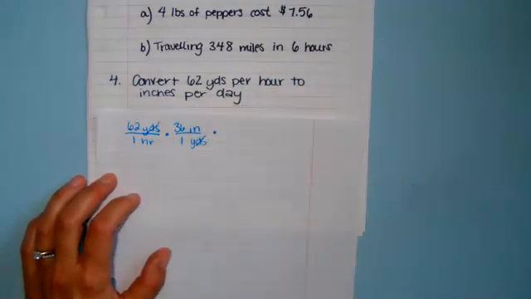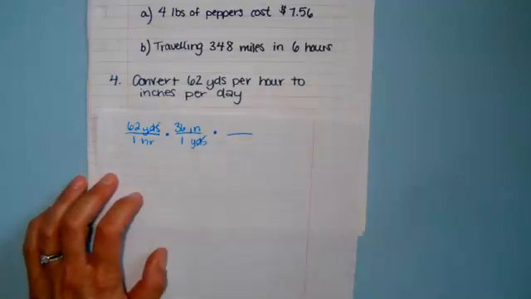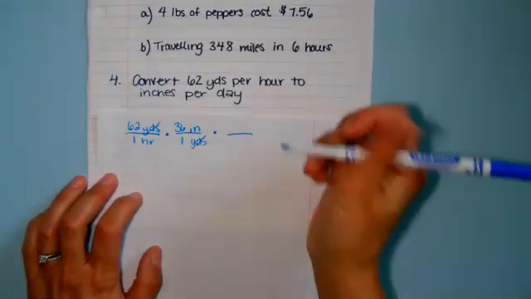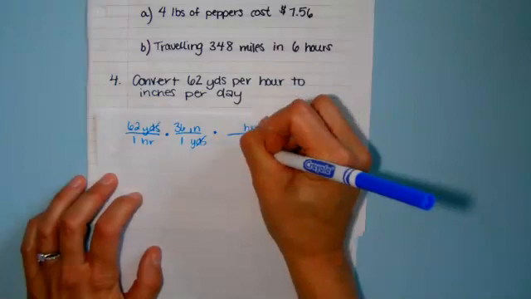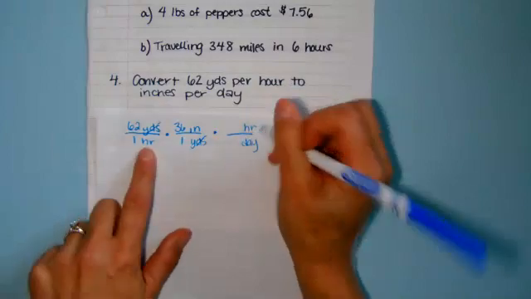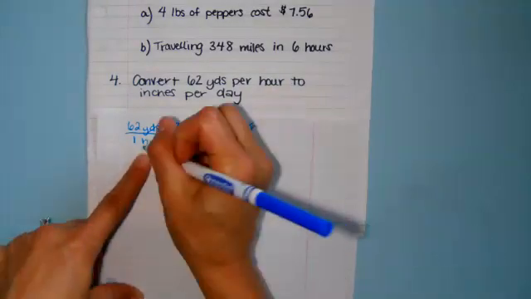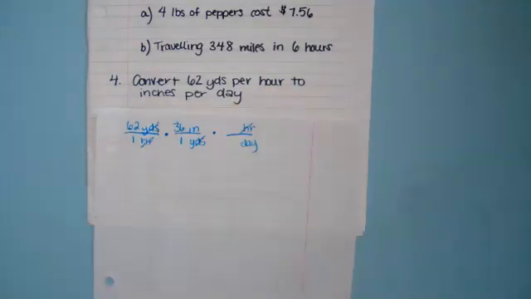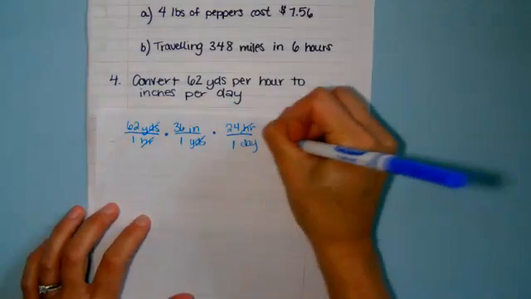We're good on yards to inches, but now we got to get rid of hours and change it to days. Where does each one go? Hours goes on top, days goes on the bottom, because hours started on the bottom, right? So the opposite would be to put it on the top. All right. What's the conversion for hours to days? 24 hours is 1 day.